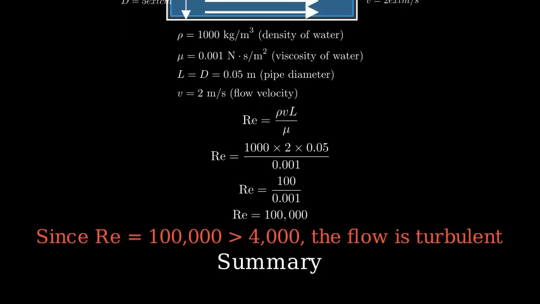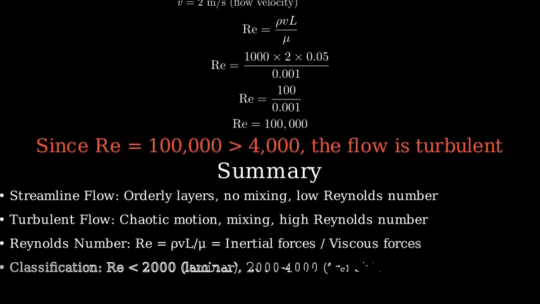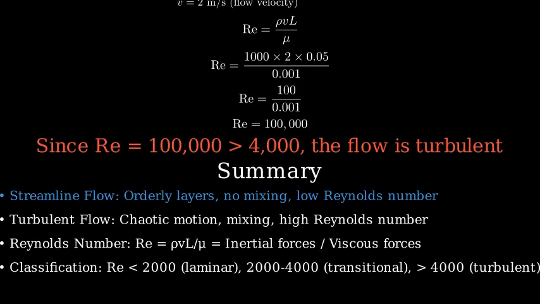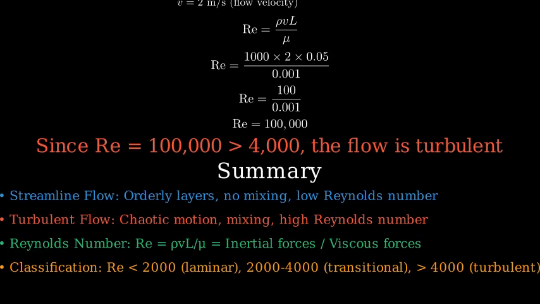Let's summarize what we've learned. Streamline flow occurs at low Reynolds numbers, where fluid moves in orderly layers without mixing. Turbulent flow occurs at high Reynolds numbers, where fluid motion becomes chaotic with swirls and eddies. The Reynolds number is a dimensionless ratio of inertial forces to viscous forces, given by Re equals rho VL divided by mu. Flow is generally laminar when Re is less than 2,000, transitional when Re is between 2,000 and 4,000, and turbulent when Re exceeds 4,000.